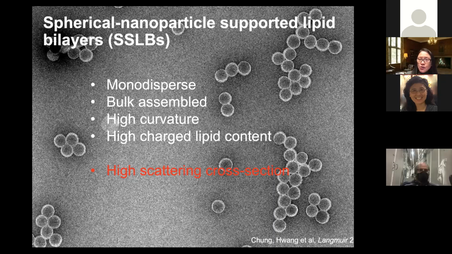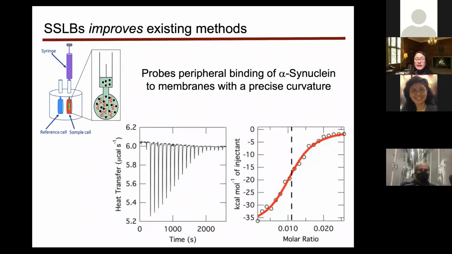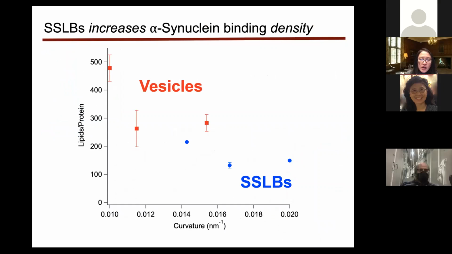To ensure that this particular system is robust and doesn't interfere with the absorption of the alpha-Synuclein to the surface, we first did isothermal titration calorimetry, whereby we want to dial in and see how the protein actually interacts with this SSLB that we have made. These are the heat curves that you would see, which translate to how the kcal per injection looks as a function of the increasing mole ratio.